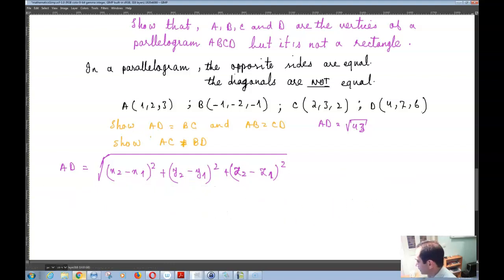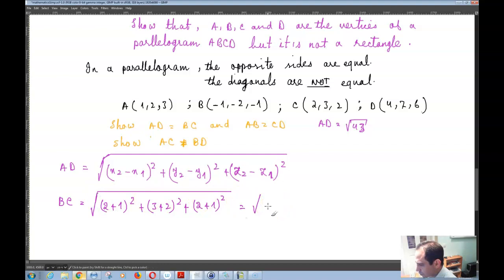Okay, so now the next part that we have is, for example, BC. BC is the square root of, for these 2 points, (2 plus 1) whole squared plus (3 plus 2) whole squared plus (2 plus 1) whole squared, and that is equal to the square root of 9 plus 25 plus 9, which is 43 again, the square root of 43. So that means that BC is equal to the square root of 43.